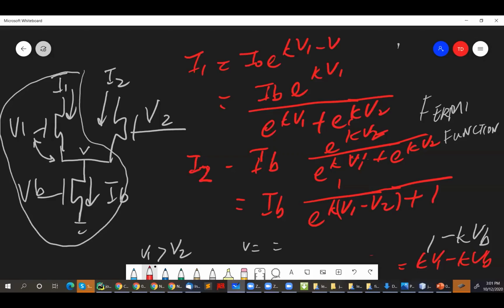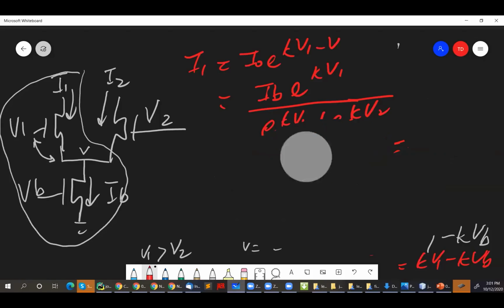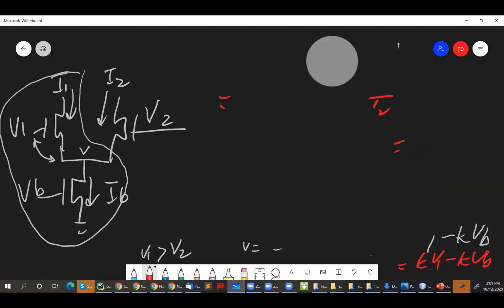Okay, so now that you have these equations, what you can do is plot how I1 and I2 change as a function of V1 minus V2. So everybody has this. Erase all this stuff.